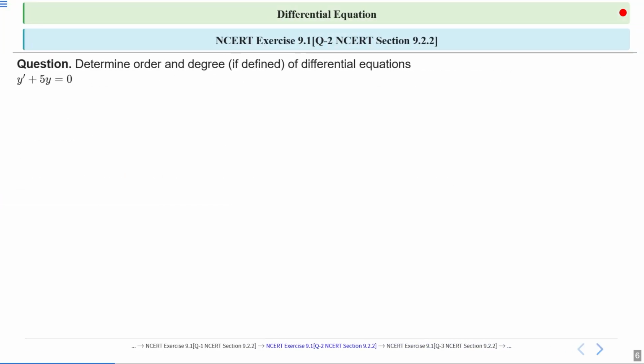So question 2 is determine order and degree of differential equation y dash plus 5y equal to 0. Simple? Okay. Try the answer.